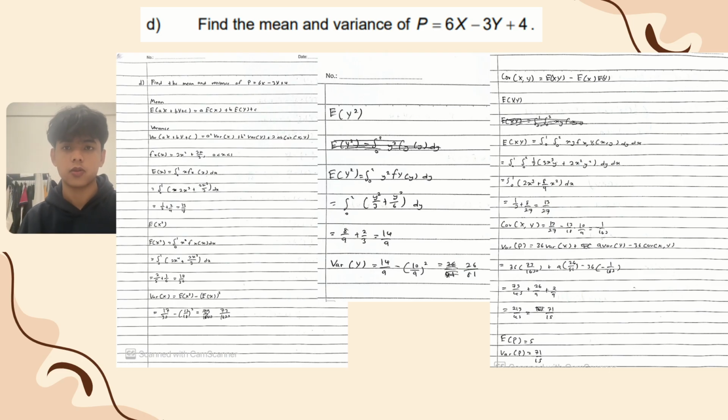Hi, this is the last video. So I'm going to explain D, which is the last question, and it is 10 marks, so this is going to be the longest video yet. First, we are given the linear combination, which is P equals 6x minus 3y plus 4.